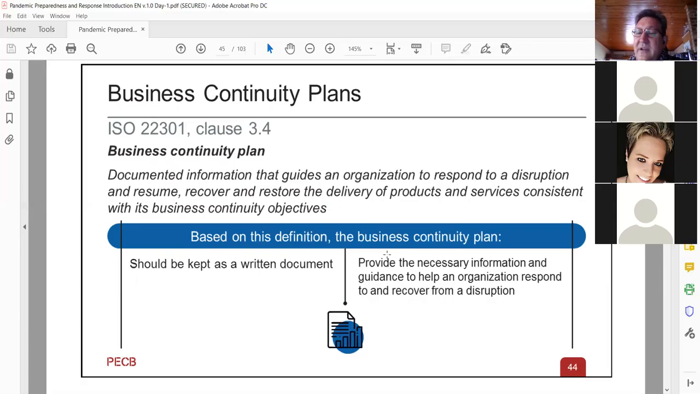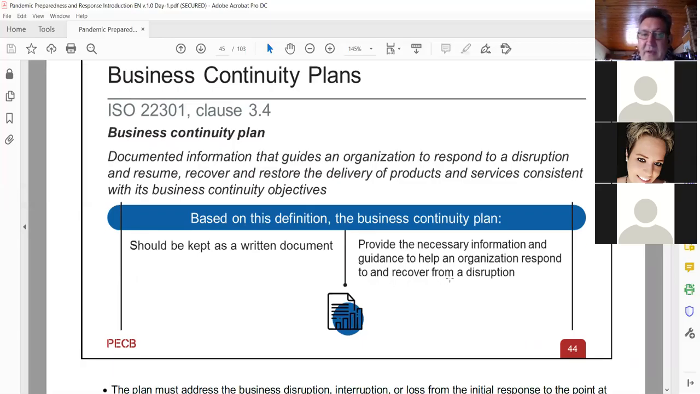And then another manufacturer is going to be using that. So based on the definition, the business continuity plan should be kept as a written document and provide the necessary information and guidance to help an organization respond to and recover from a disruption.